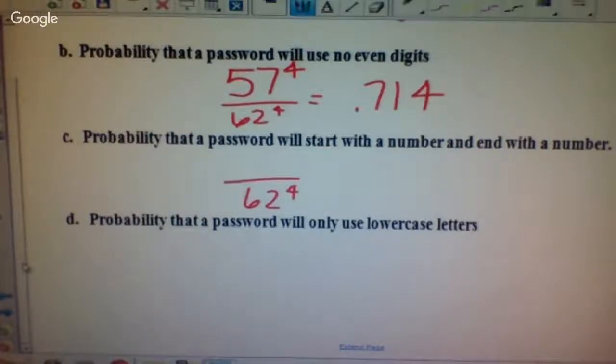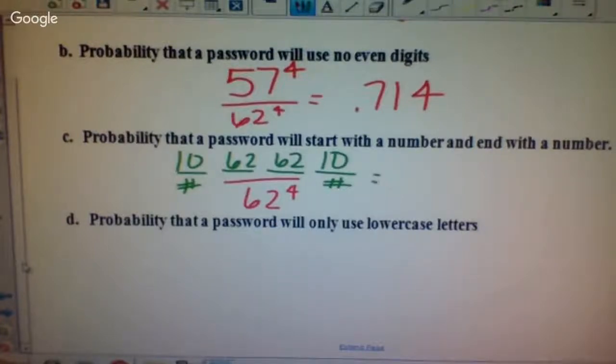A password that will start with a number and end with a number. So this one isn't quite as easy because you've got a little bit going on here. I have a 4-character password. I want to start with a number and end with a number. So how many options do I have for each slot? 10, 10. It doesn't matter what I put in the middle 2 spaces. So what do I have for those slots? 62.